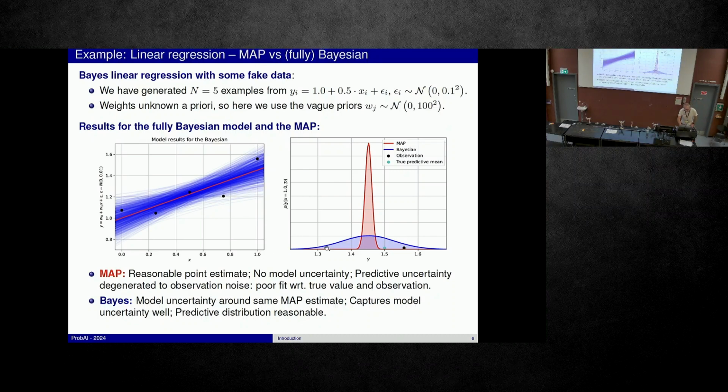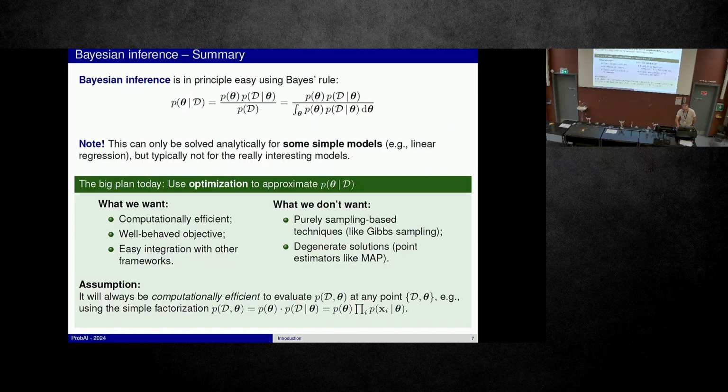The Bayesian posterior predictive is the blue thing here, much wider, capturing the observation we have, capturing the true predictive mean, and so on. So more able to capture the uncertainties that we have. Okay, so this is then kind of the point of being Bayesian about machine learning.